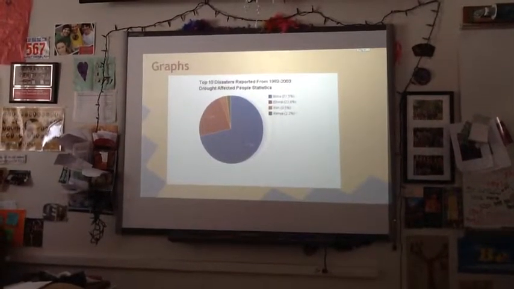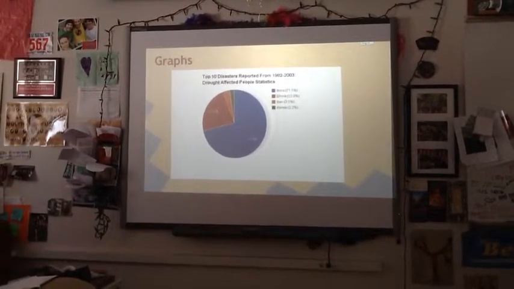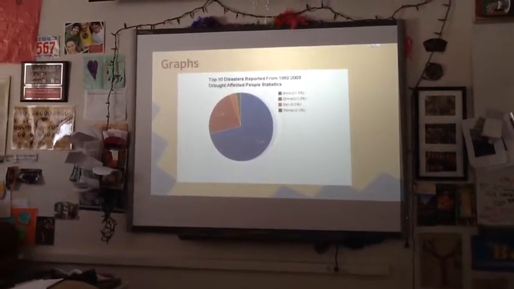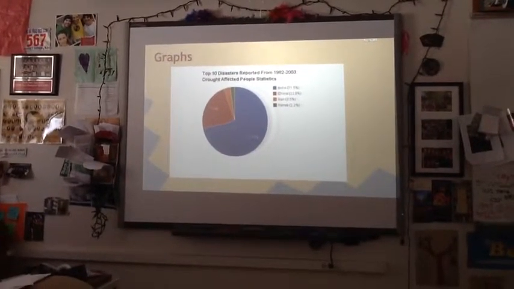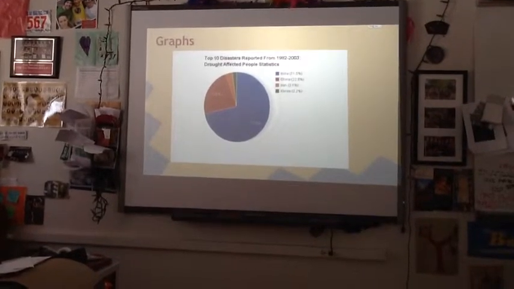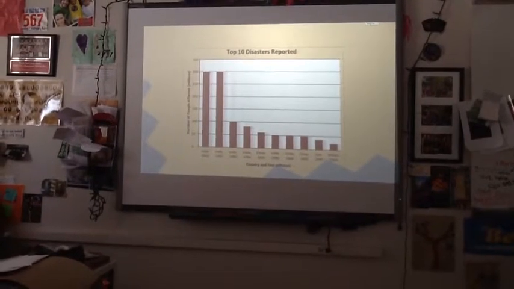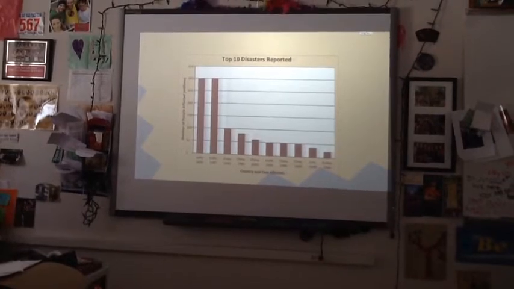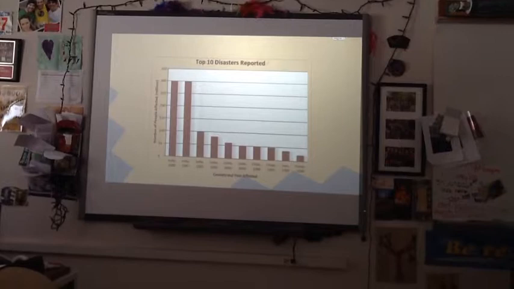This first graph shows the top 10 disasters reported from 1982 to 2003, and it concerns the drought-affected people. It shows that India takes the lead with the most people affected by droughts, with 71.5% of the top 10 disasters. This next graph shows the top 10 droughts reported and the number of people, in millions, that were affected by the droughts.